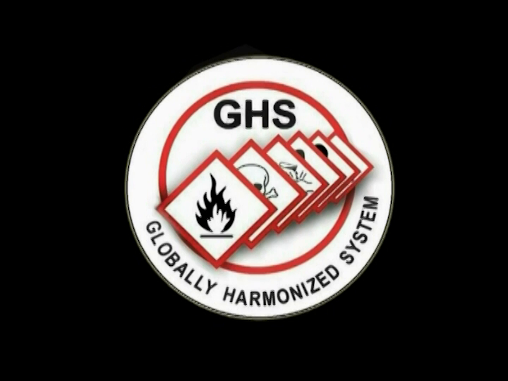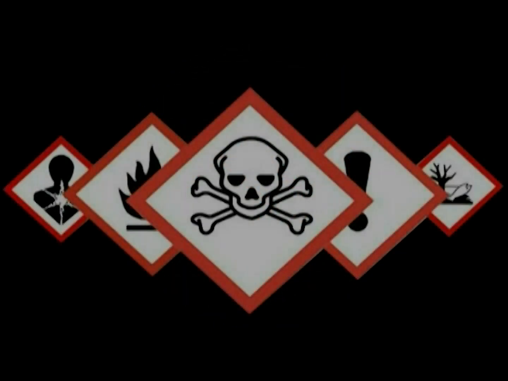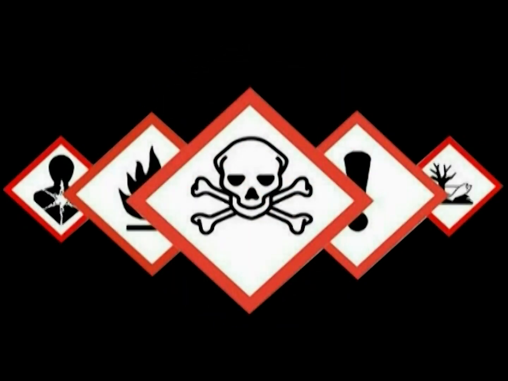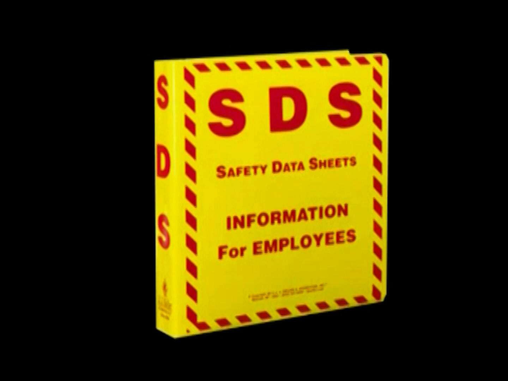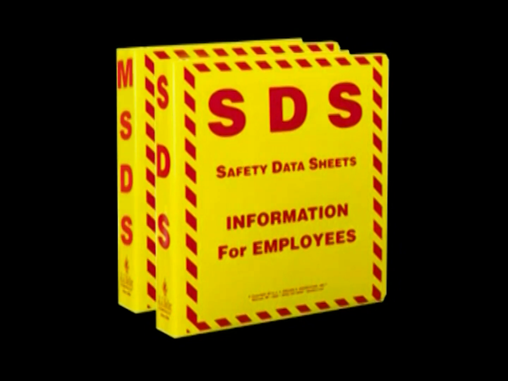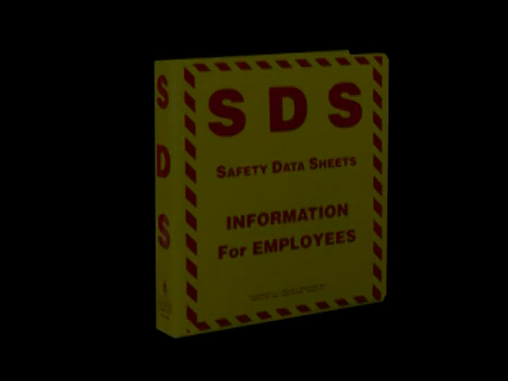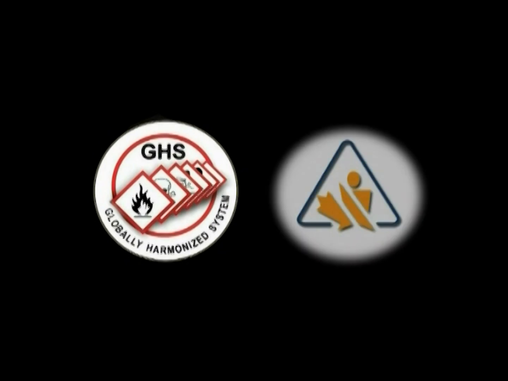GHS was developed by the United Nations to establish globally a common set of rules for classifying hazardous products, labels, and a standard format for safety data sheets or SDSs, formerly known as Material Safety Data Sheets or MSDSs. GHS does not replace WHMIS.